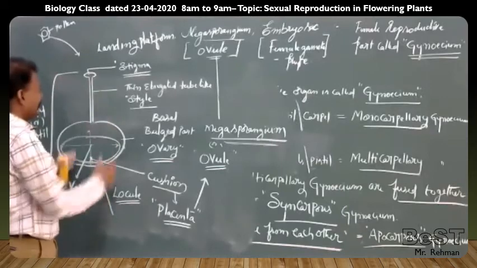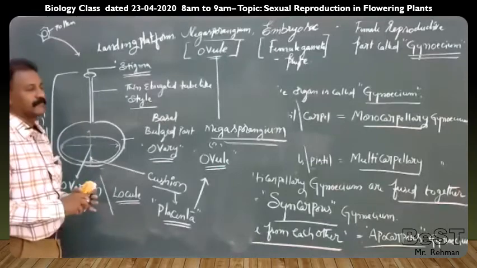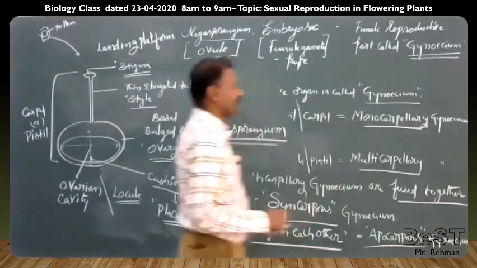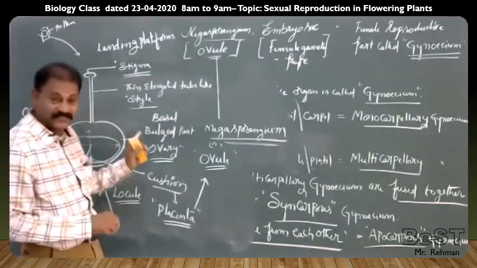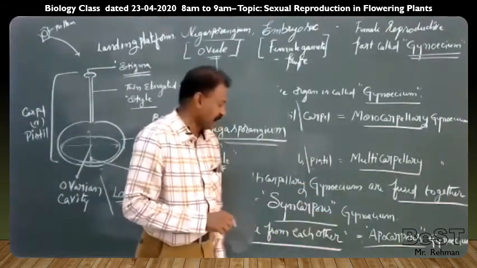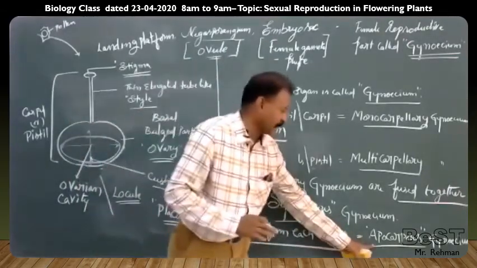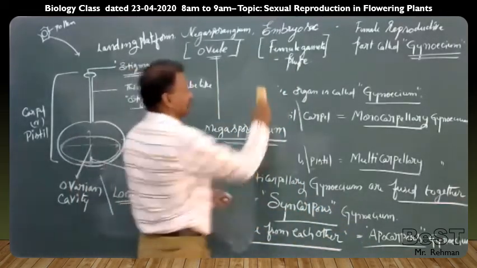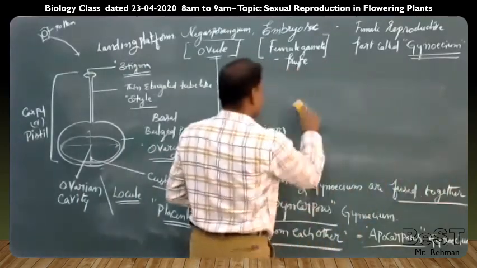So a carpel or a pistil is nothing but gynoecium. In a flower, there may be a single carpel or pistil, monocarpellary, or in a flower, many carpels or many pistils, all joined together to form a syncarpous condition. Or if they are not fused and individual carpels are present, it is the apocarpous condition. To understand this syncarpous and apocarpous, let us see some illustrations.